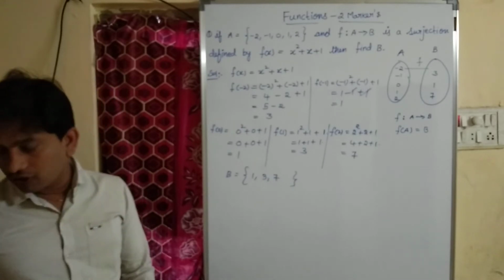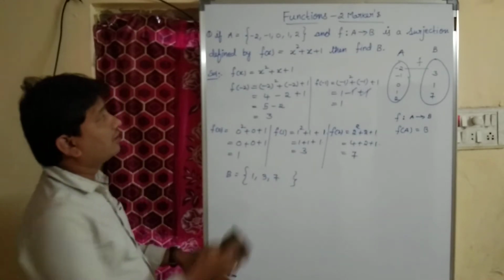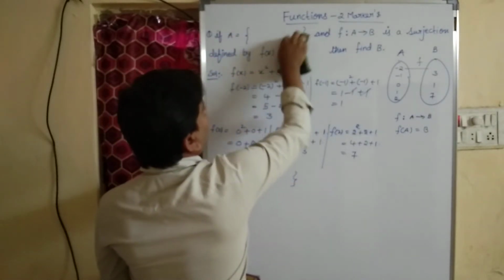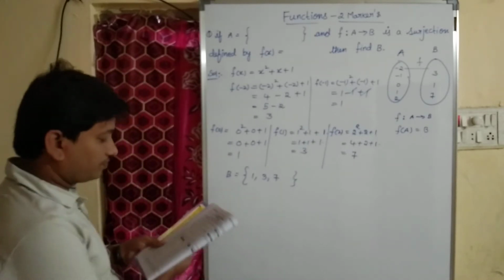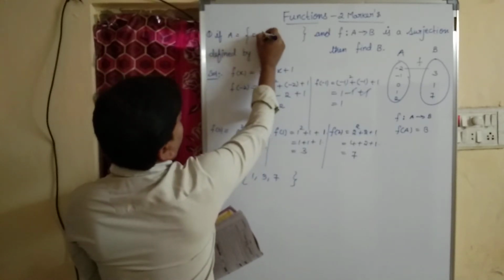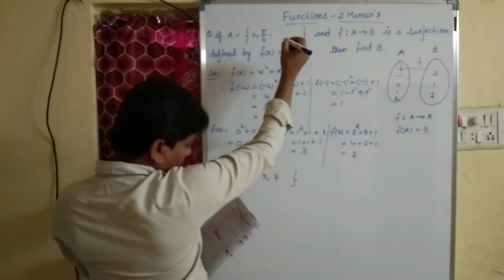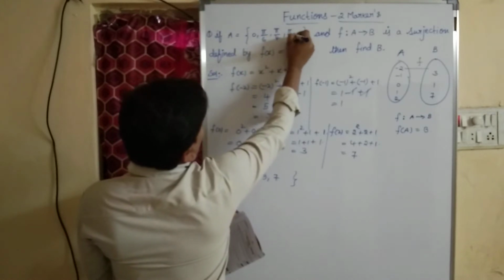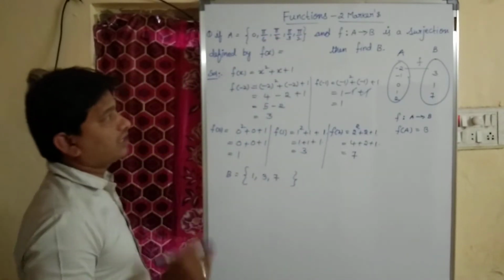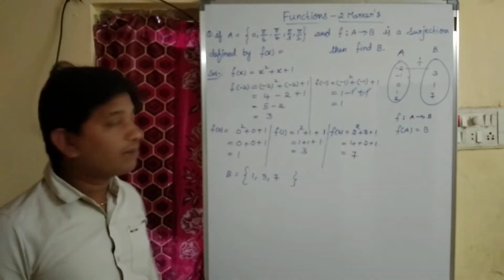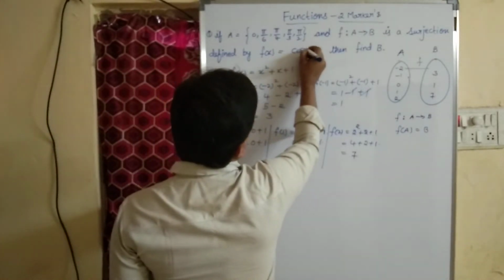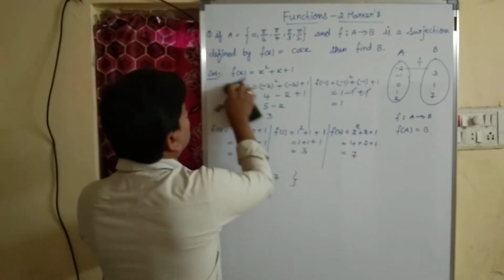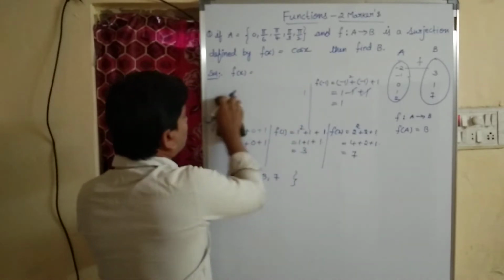Okay children. Now coming to the second question, the same method. For example, the values of A are: if A = {0, pi by 6, pi by 4, pi by 3, pi by 2}, which is also an important question, children, and f maps A to B is a surjection defined by f(x) = cos x, children, then find the values of B, children. Okay, which is the most important question?